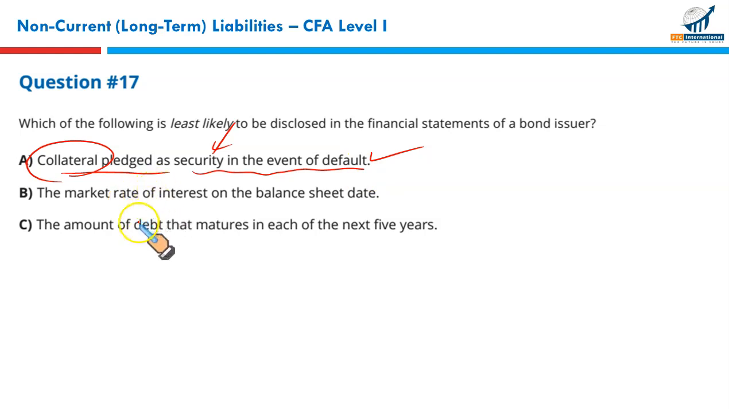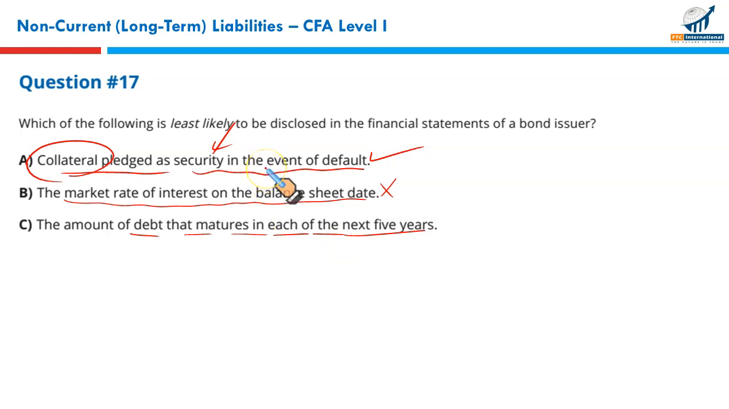Then, the market rate of interest on the balance sheet date. This doesn't require any disclosure. Market rate on the balance sheet date is not disclosed. It's known to everyone. It is not something that a company would try to hide. The amount of debt that matures in each of the next 5 years is specifically required.